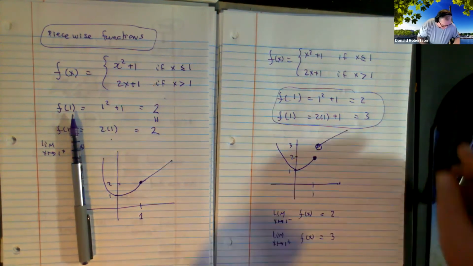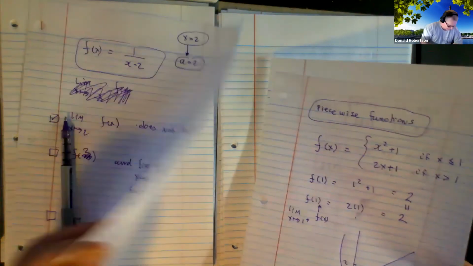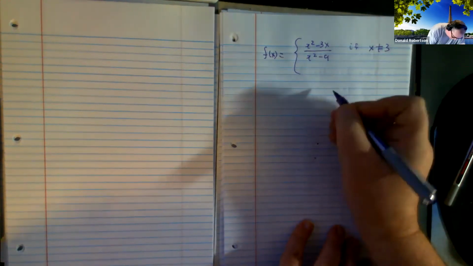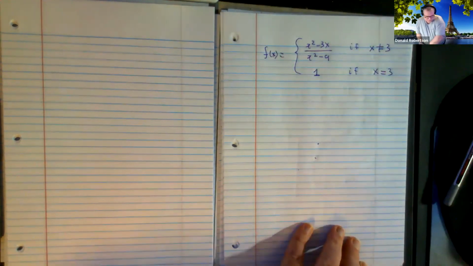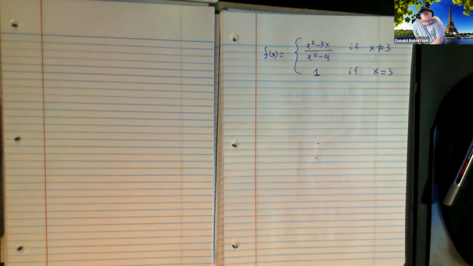Now let's look at a really horrible piecewise function that has, if that wasn't bad enough, some extra problems. It's x squared take away 3x all over x squared take away 9. And you have to use that when x is not equal to 3. And you have to use the number 1 if x is equal to 3. Right. In this question, what value of x is going to cause the problem, if there is going to be a problem at all? -3.